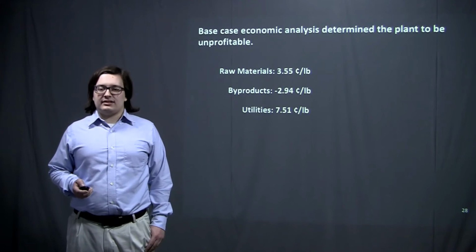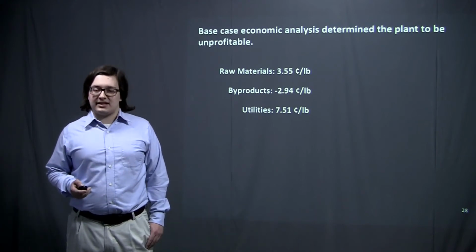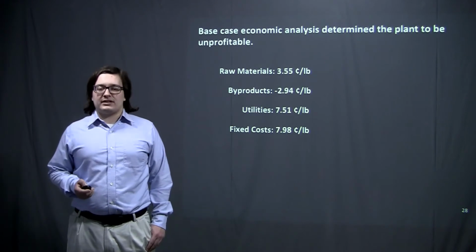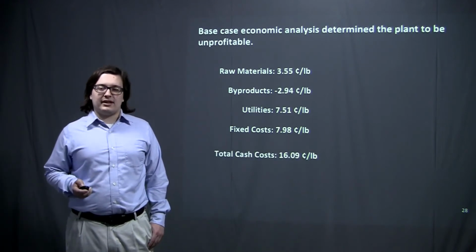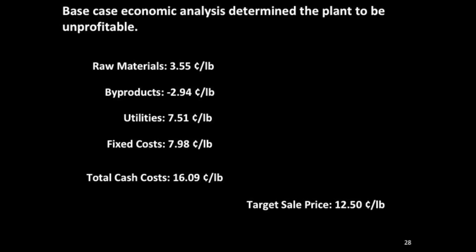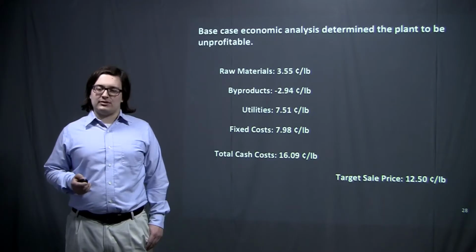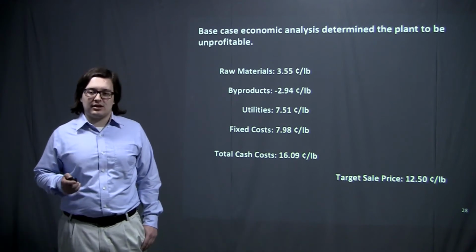Next, we have our utilities at around 7.5 cents. And finally, our fixed costs are about 8 cents per pound of methanol produced. The total of that is 16.09 cents per pound of methanol produced. This is a problem because our target sale price is 12.5 cents. This is going to result in a net loss for every pound of methanol that we produce.